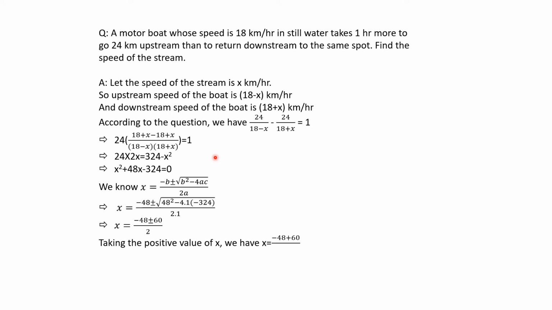Now taking the positive sign, x equals to minus 48 plus 60 whole divided by 2, which is nothing but 6 km per hour. Thus the speed of the stream is 6 km per hour. That is the answer.